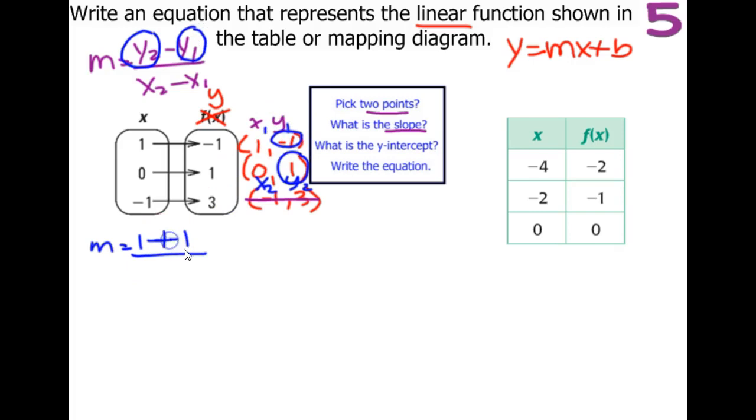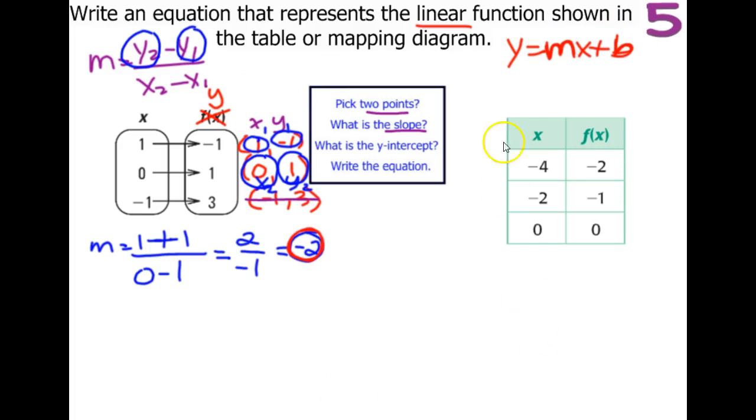Those two negatives make a positive. Then on the bottom, x2, which is 0, minus x1 right here, which is 1. So 1 plus 1 is 2. 0 minus 1 is -1. And 2 divided by 1 is 2, and it's negative. So we found our slope, m, right here. So we have m. All we need to do is find b.